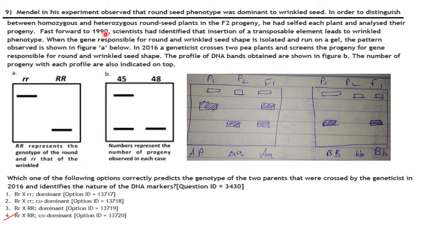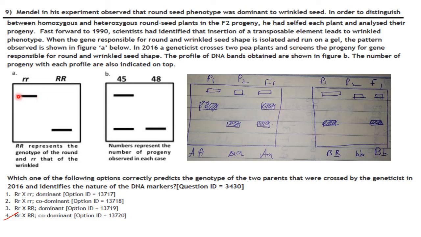Now fast forward to 1990. Scientists had identified that insertion of a transposable element leads to wrinkled phenotype. So scientists who were working in the 1990s identified that a transposable element was responsible for wrinkled phenotype. When the genes responsible for round and wrinkled seed shape are isolated and run on a gel, the pattern observed is as shown in figure A.